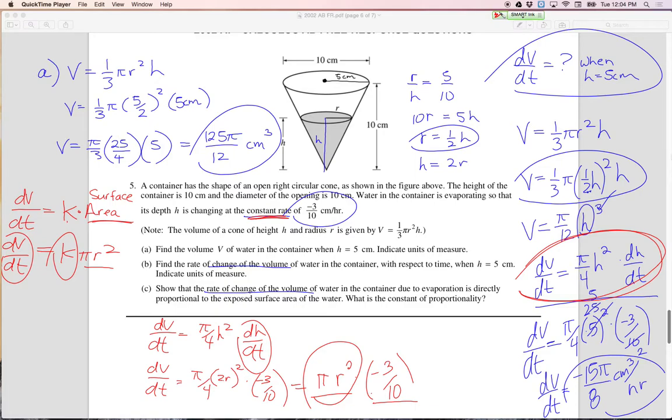Is that cool? Now, nobody got C. I'm not even gonna ask because you didn't. What if we got the proportionality constant right? You would have got 1 out of 3. Isn't that cool? I think that's pretty legit.